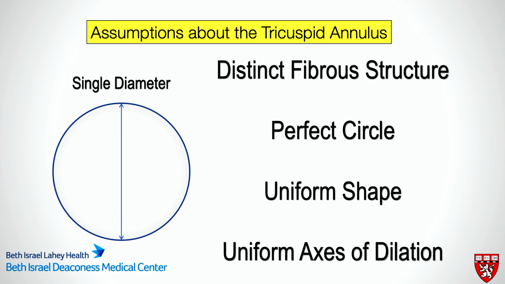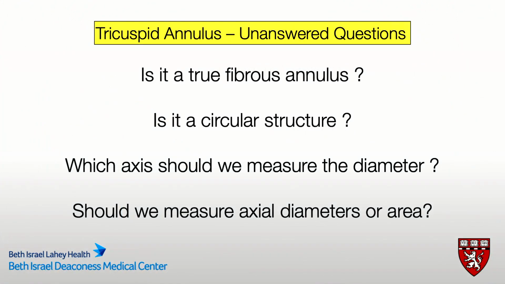We assume that it is a perfect circle, it is a uniform shape, and therefore also has a very uniform axis of dilation. So it's a predictable axis of dilation, and it's a circle, and is a very distinct fibrous structure. But now the important part is to answer all these questions. Is it really a true fibrous annulus, or are we taking our assessment of the mitral valve and applying it to the tricuspid valve assessment?